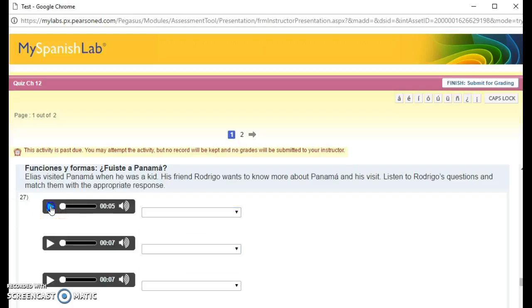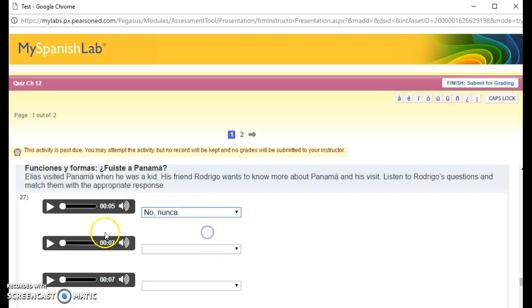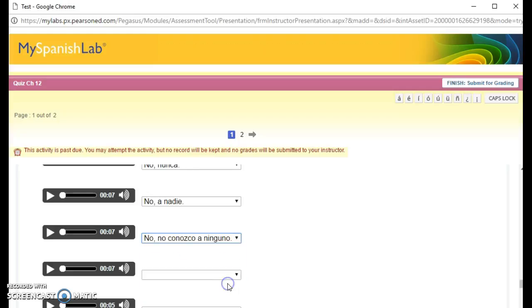Let's just do a couple of these. These are short. ¿Visitaste el canal de Panamá? Did you visit the Panama Canal? No, nunca. ¿Conociste a alguien de Colón en Panamá? Did you meet someone from Colón in Panama? No, nadie. ¿Conoces algún cantante de reggaetón de Panamá? Do you know some singer of reggaeton from Panama? No, no conozco a ninguno. I don't know any. Referring to the singer, cantante.